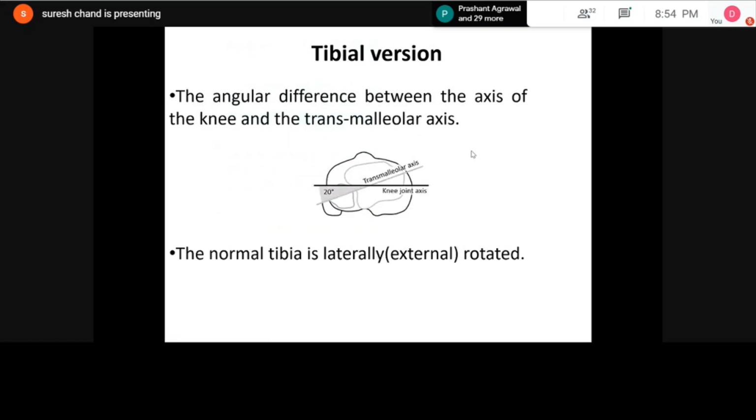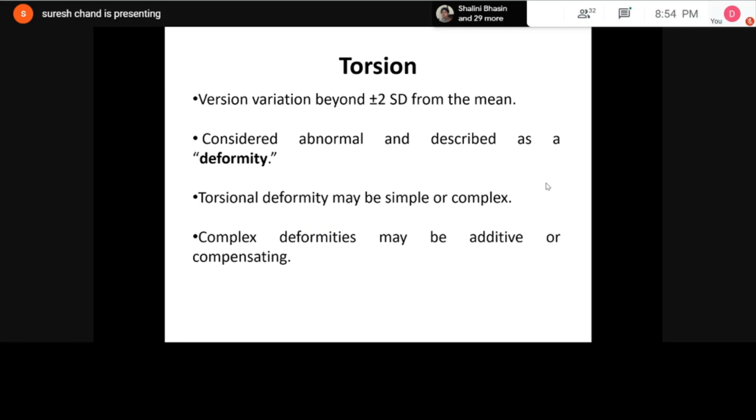It is the angular difference between the transmalleolar axis, that is, both lateral malleoli, and the knee joint axis. A normal tibia is slightly externally rotated. So torsion is abnormal version. Whenever the version is beyond two standard deviations, that will be termed torsion. It is abnormal and it is a deformity. Torsional deformity can be simple at one level or complex at two or three levels, or it can be complex with additive or compensating deformity.